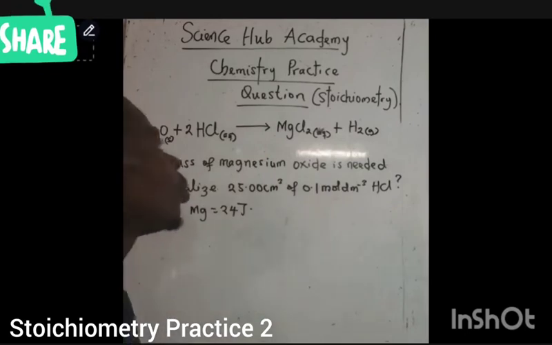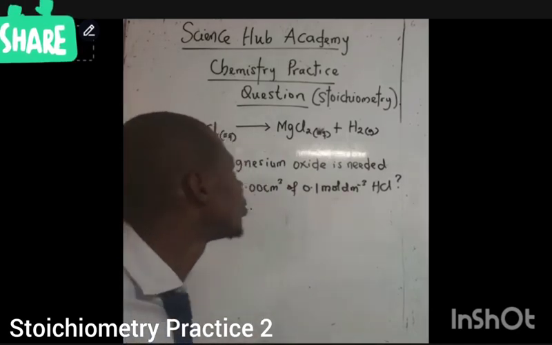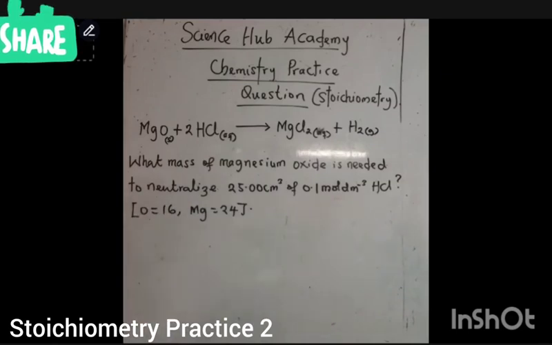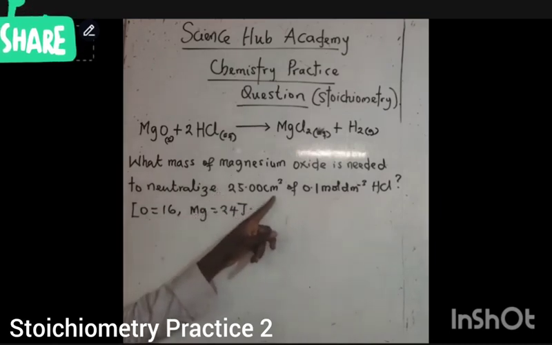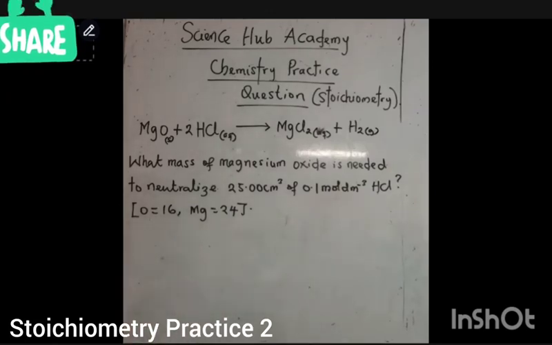And again today, we want to examine some practice questions in chemistry in stoichiometry. MgO plus HCl gives us MgCl plus H2. What mass of magnesium oxide is needed to neutralize 25 cm³ of 0.1 mole per dm³ HCl? These are the parameters given.